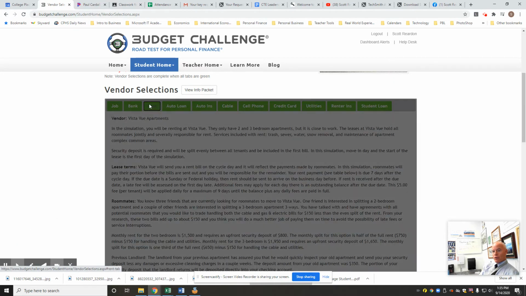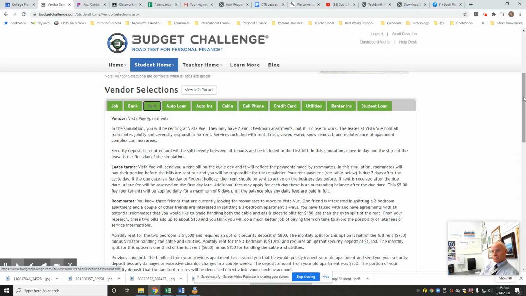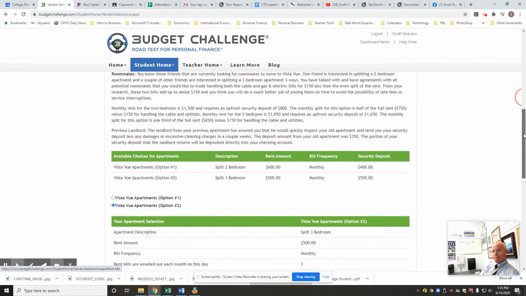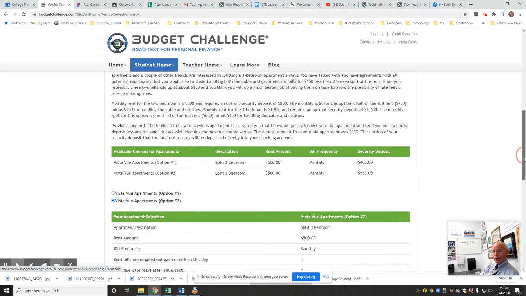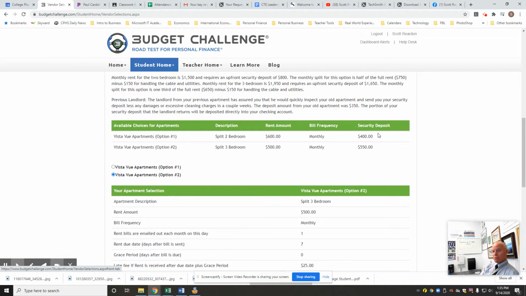Moving along, let's go to the rent tab. In the rent tab, you can either get a 2-bedroom apartment with 1 roommate or a 3-bedroom apartment with 2 roommates. Now, on each one, you're going to get billed the first day you move in, which is this Thursday. That's when your simulation starts. And they're going to charge you a security deposit in case things are broken or damaged or cleaning or whatever. All right. Those are your 2 options.